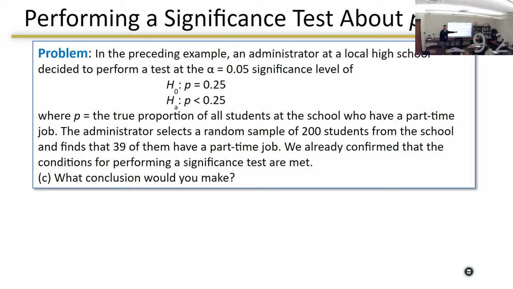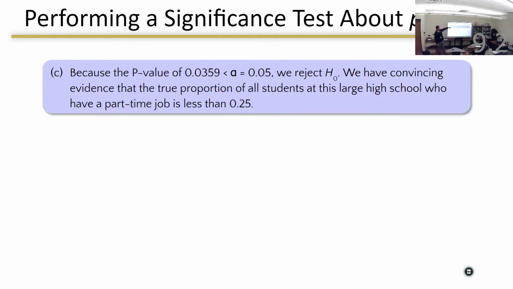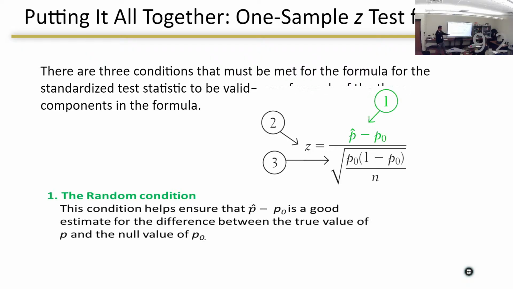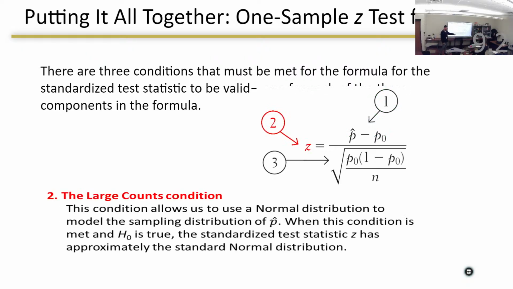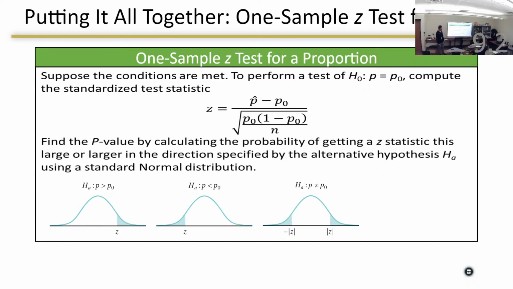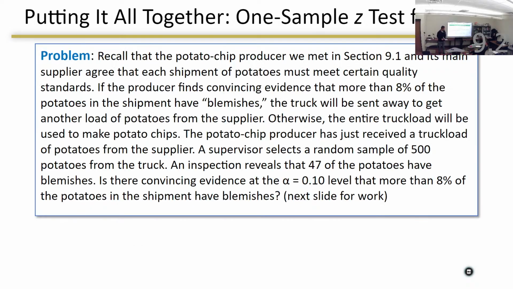What conclusion would you make? We already did that. Because the p-value is less than alpha, we reject. We have convincing evidence. We've talked about all three conditions. Make sure you understand why they're important and why we do them, right? We want to draw conclusions. The randomness helps us draw conclusions. The large count shows us that we can find a probability from a z-score because of normal distributions. And the 10% condition basically works that standard error formula. I do want you guys to understand one trick that they will try to get you.